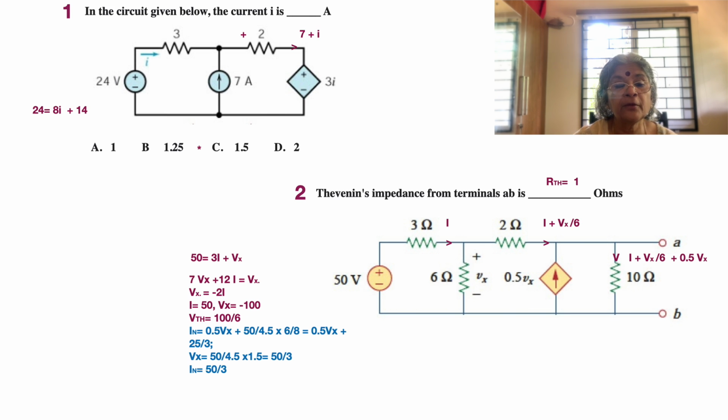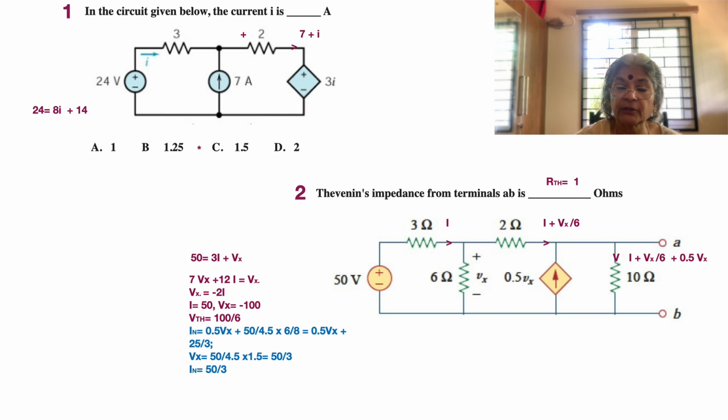That's all fine. We also see that there's an independent voltage source of 50 volts, so there's only one voltage source, and perhaps we may be able to use it in a different manner. And there are so many resistors: 3 ohms, 2 ohms, 6 ohms, and 10 ohms. Let's see what is required of us: Thevenin's impedance from terminals AB.